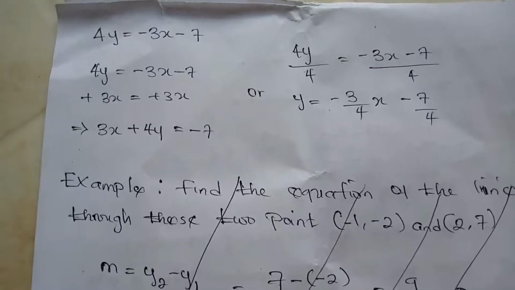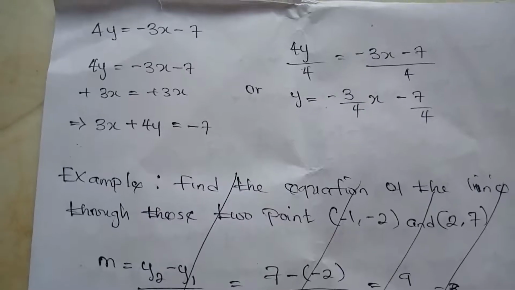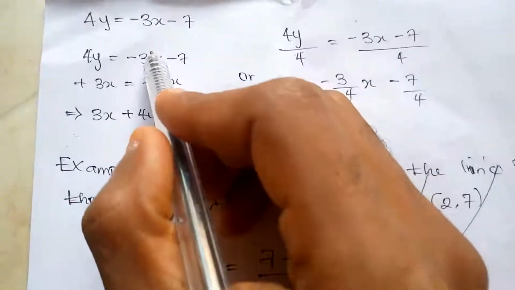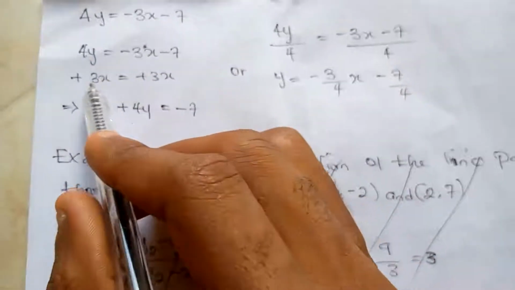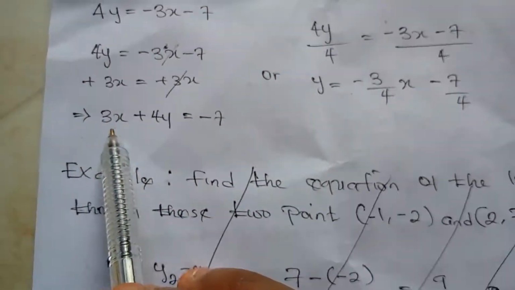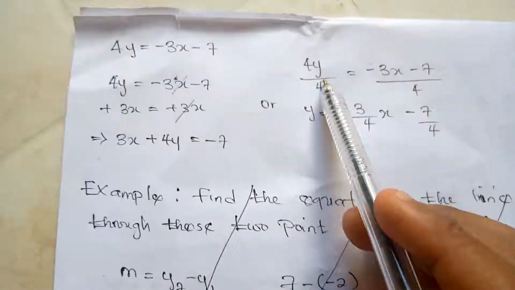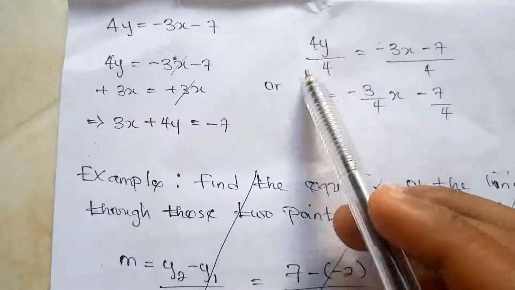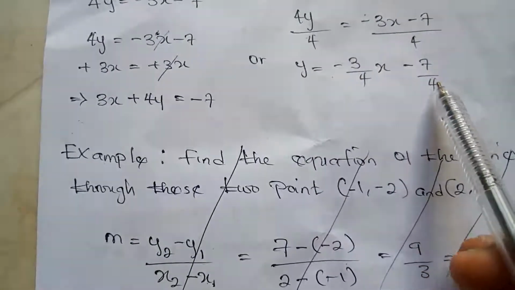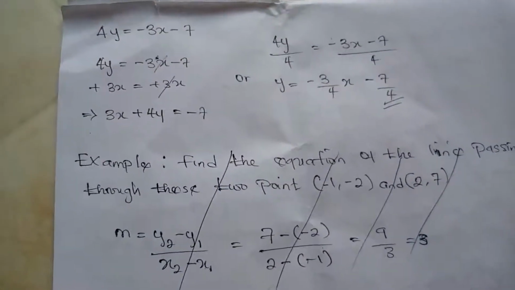Now to clear this, we add 3x to both sides, to remove this 3x here. 3x here and 3x here. This one will now go out. What we have here is 3x plus 4y equals minus 7. Or we divide both sides by 4. Divided by 4, y on its own will be equal to minus 3 over 4 x minus 7 over 4. And that will be our final answer. It depends on how you want to leave it.